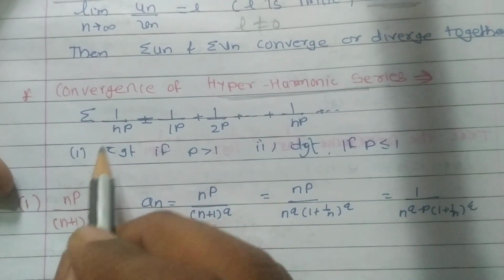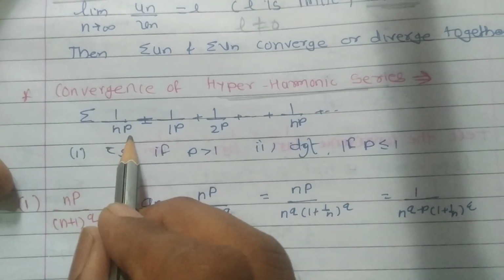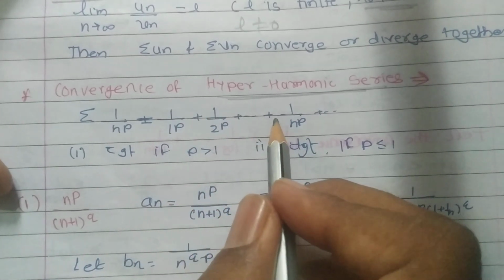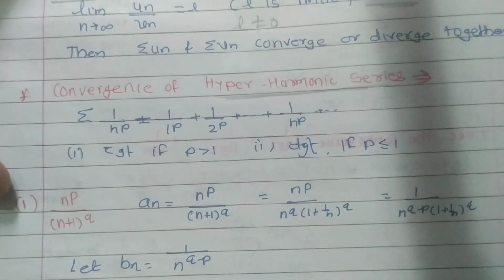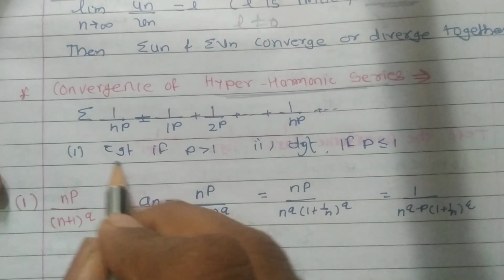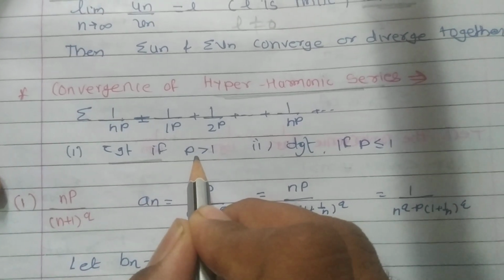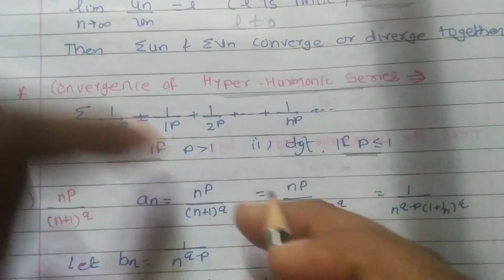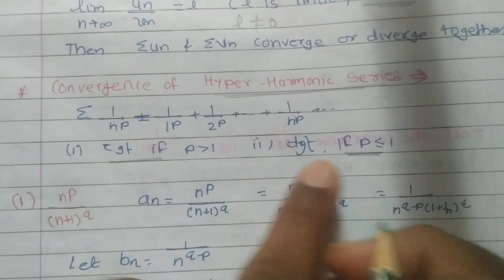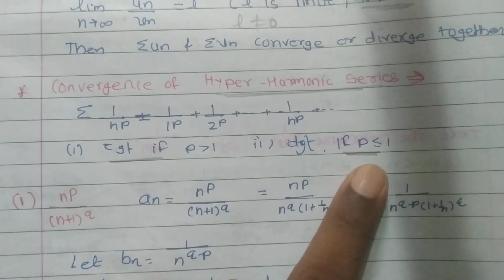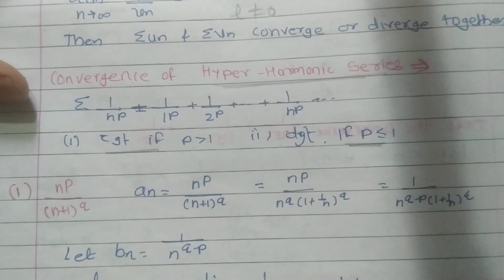The hyperharmonic series is summation 1 upon n raised to p, which is 1 upon 1 raised to p plus 1 upon 2 raised to p plus dot dot dot plus 1 upon n raised to p up to infinity. It is convergent if p is greater than 1 and divergent if p is less than or equal to 1. Let us see an example.